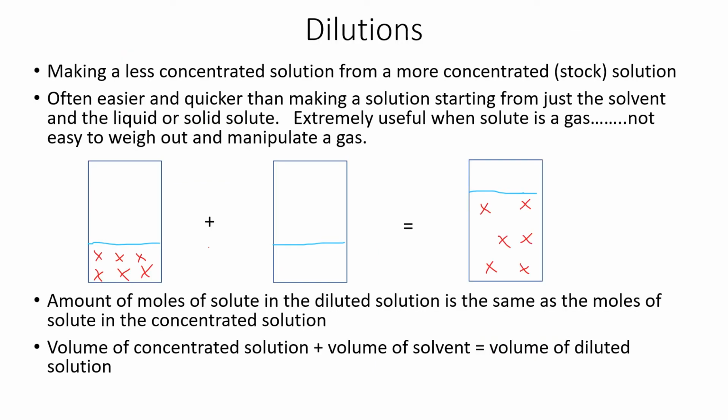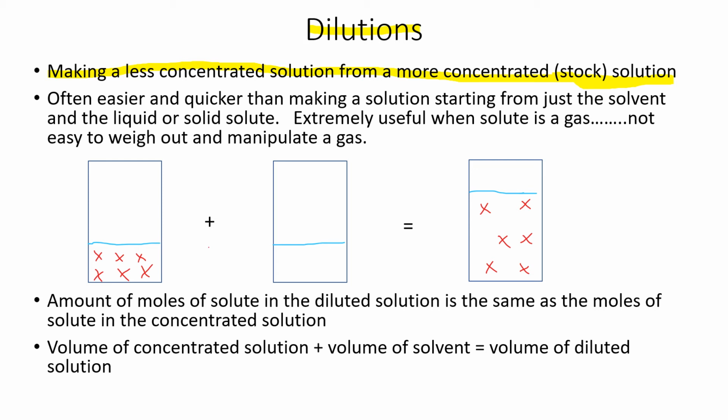So the one kind of new type of thing to get a grasp of, in order to make solutions, is to do it as a dilution. When we're doing a dilution, what we're doing is we're making a less concentrated solution starting from a more concentrated solution. Sometimes that more concentrated solution is called a stock solution.